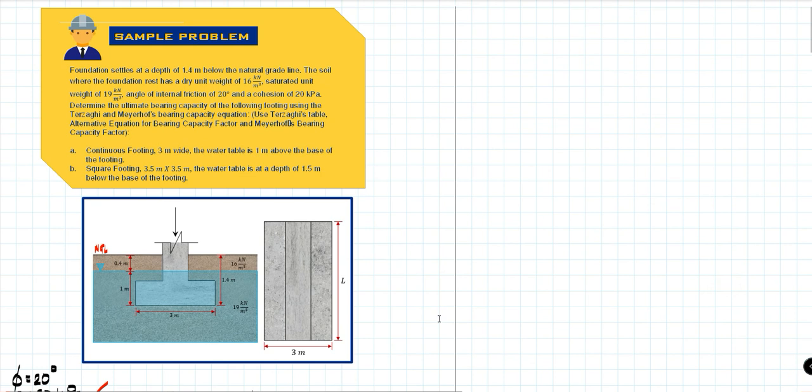So now that will be all for this video regarding sample problem for the ultimate bearing capacity of the continuous footing, which is 3 meters wide. So for our next video, we will be solving the square footing, which has a dimension of 3.5 meter by 3.5 meter, and the water table is at a depth of 1.5 meters below the base of the footing.